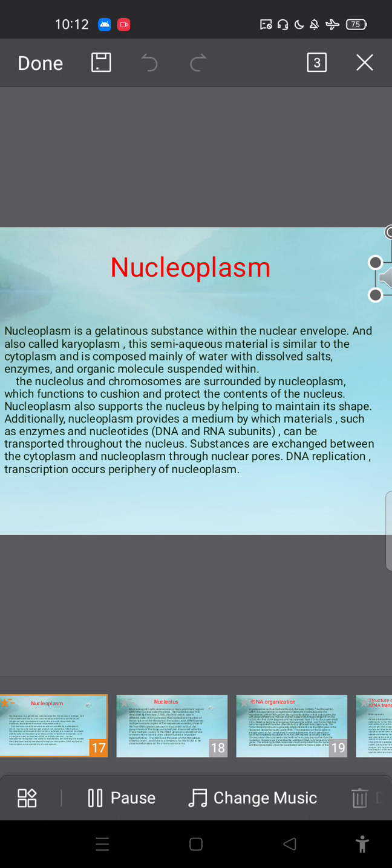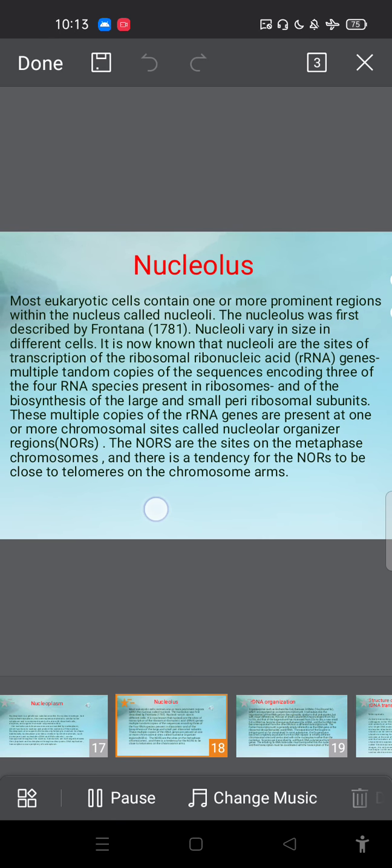Additionally, nucleoplasm provides a medium by which materials such as enzymes, nucleotides, and DNA and RNA subunits can be transported throughout the nucleus. Substances are exchanged between the cytoplasm and nucleoplasm through nuclear pores. DNA replication and transcription occur peripherally in the nucleoplasm.